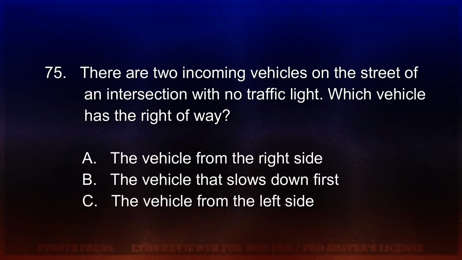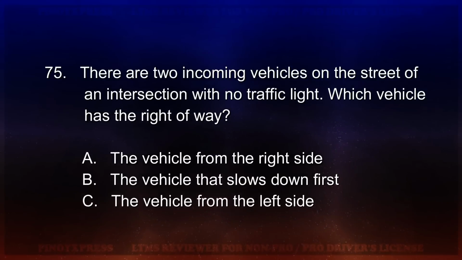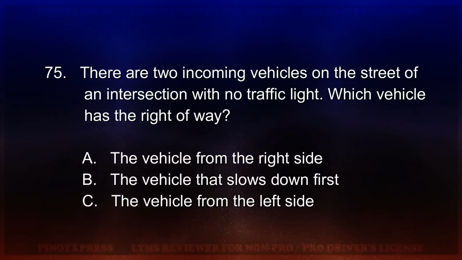There are two incoming vehicles on the street of an intersection with no traffic light. Which vehicle has the right of way? A. The vehicle from the right side. B. The vehicle that slows down first. C. The vehicle from the left side. The correct answer is letter A.